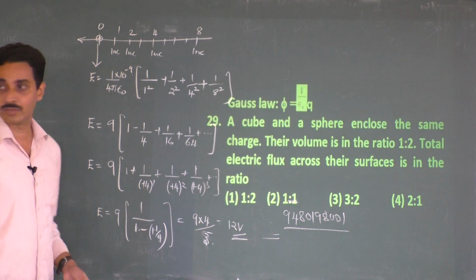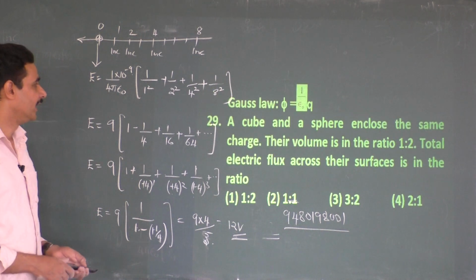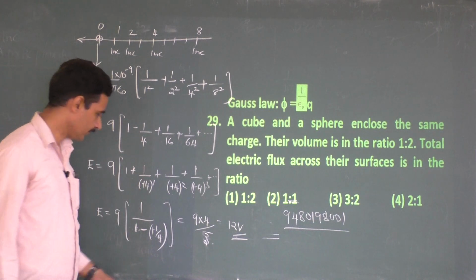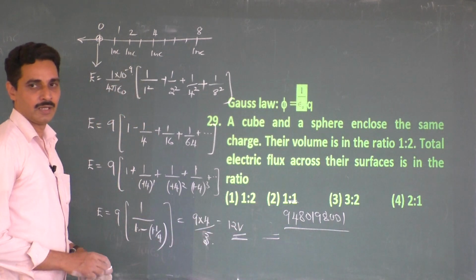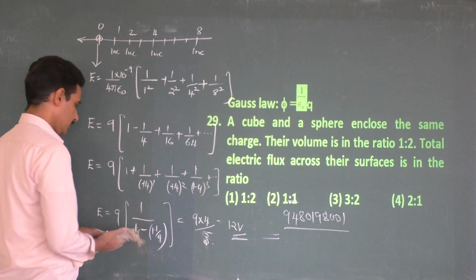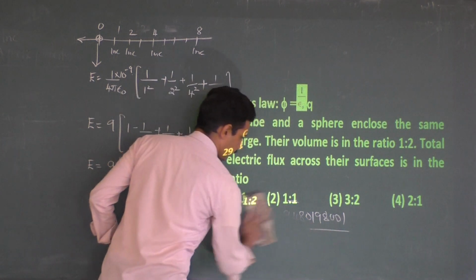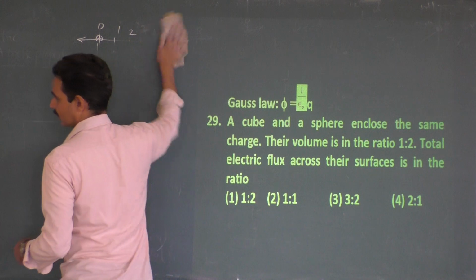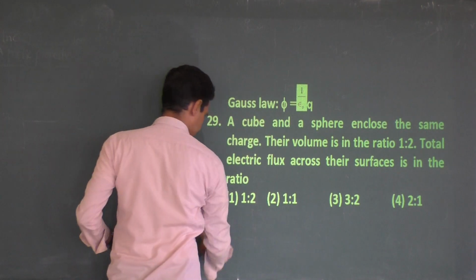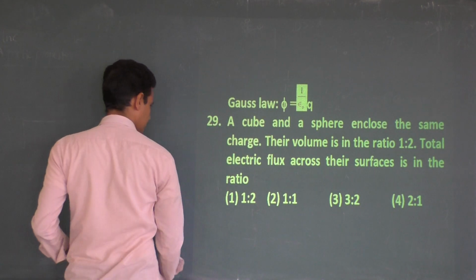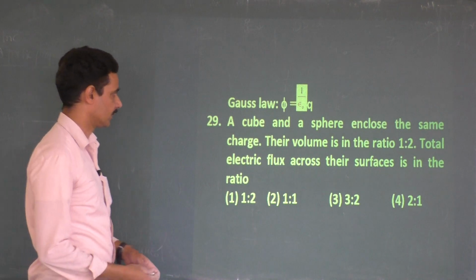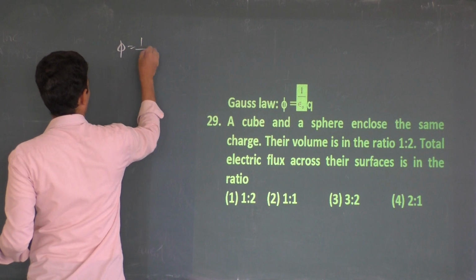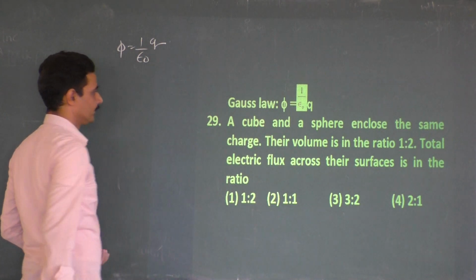Okay, moving on to the 29th problem. Gauss law. This problem is based on the Gauss law. Right. Now, you know the Gauss law. Flux through any closed surface is 1 by epsilon naught times the total charge enclosed within the surface. Of course, this Q must go to the numerator. 1 by epsilon naught times the charge enclosed.